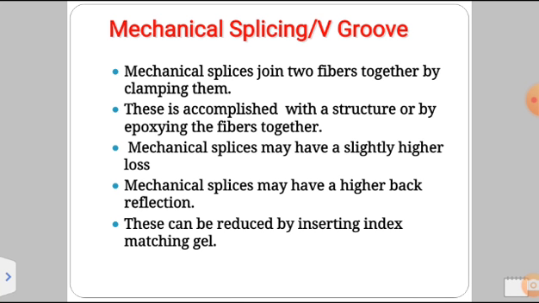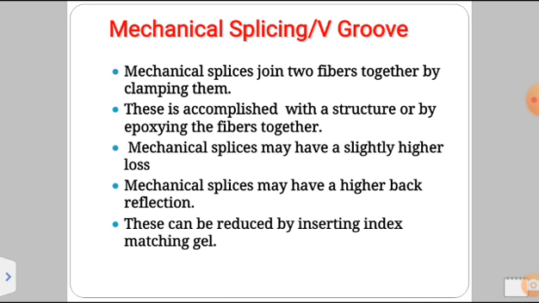Next, let me go through one more type of splicing, known as mechanical splicing. This is also known as V-groove. What is this? Mechanical splicers join two fibers together by clamping them. It may not be a permanent structure; it is a temporary structure. They use it in a laboratory for testing purposes, to test whether the fiber is correct or not. Before installation, they are testing the characteristics and properties of the fiber.